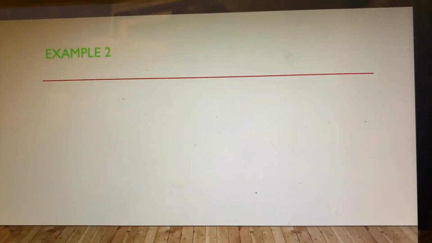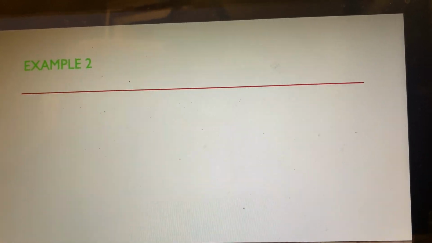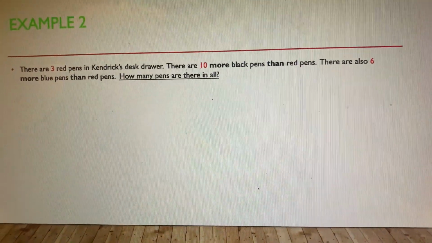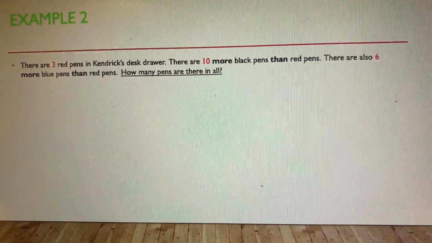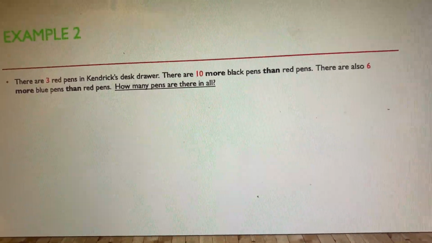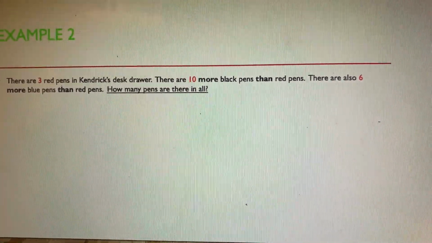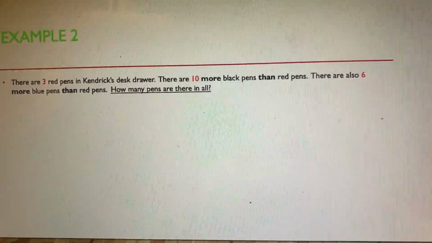The next example we're going to do is an addition problem, but it has information that will lead us to finding our variables. So the first bit of information is that there are 3 pens in Kendrick's desk drawer. There are 10 more black pens than red pens. There are also 6 more blue pens than red pens. How many pens are there in all?